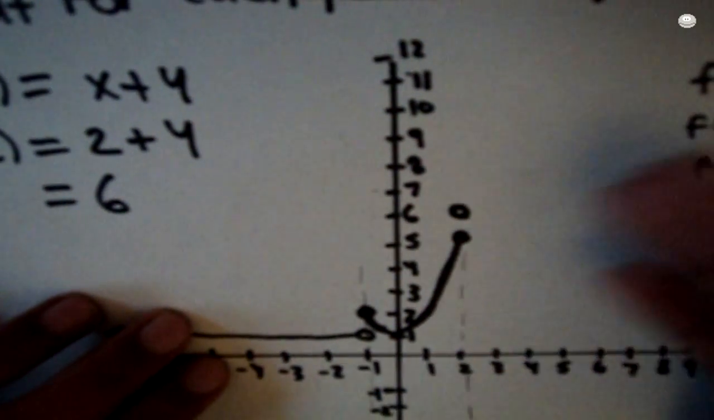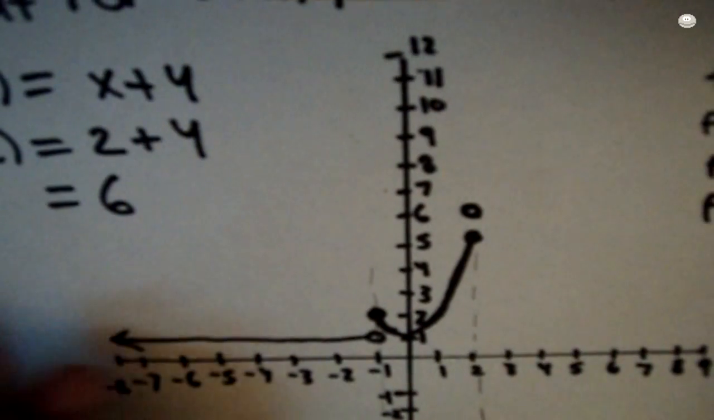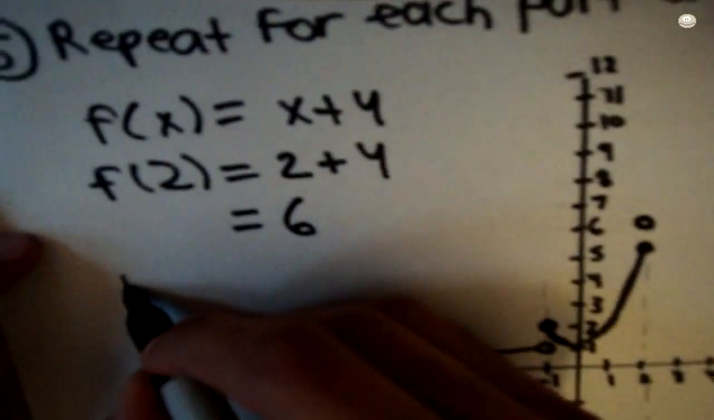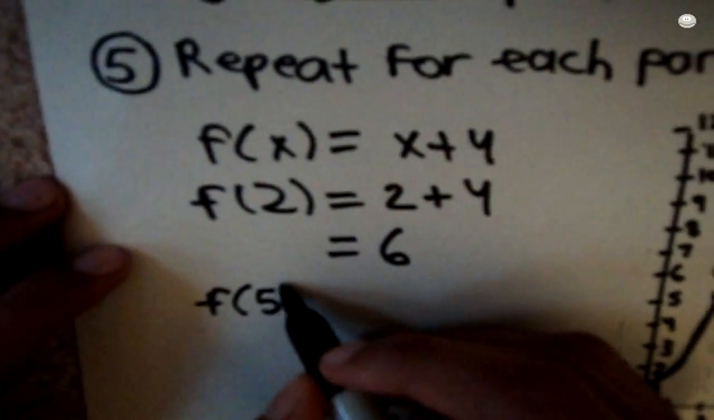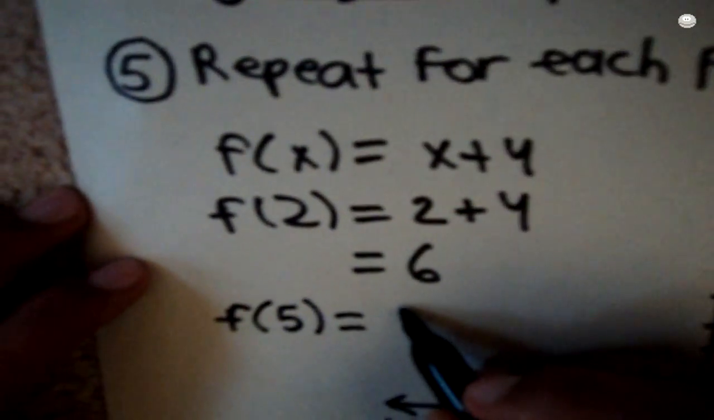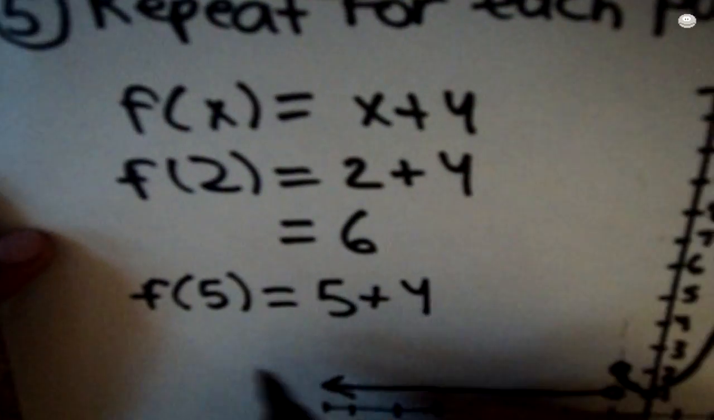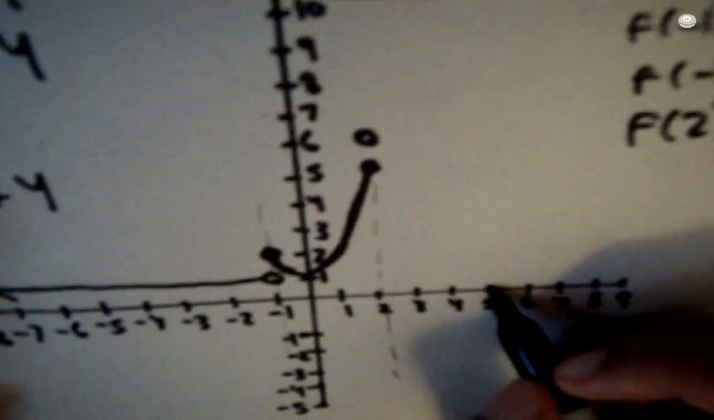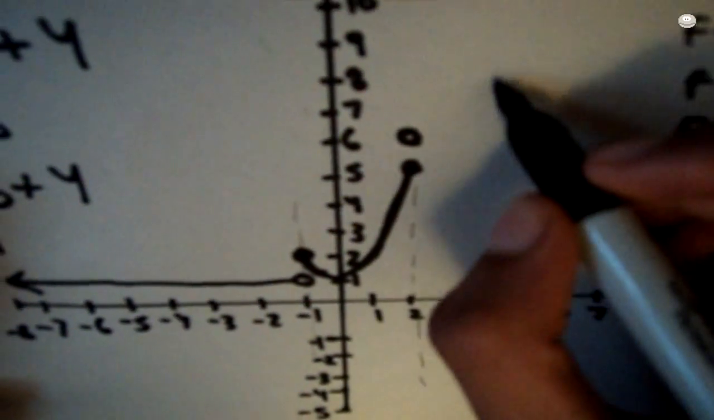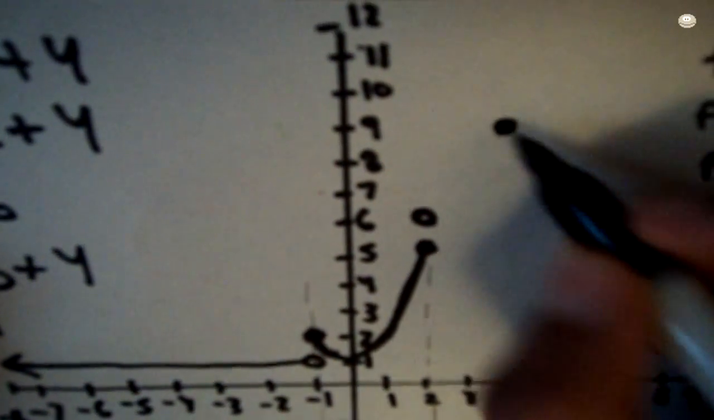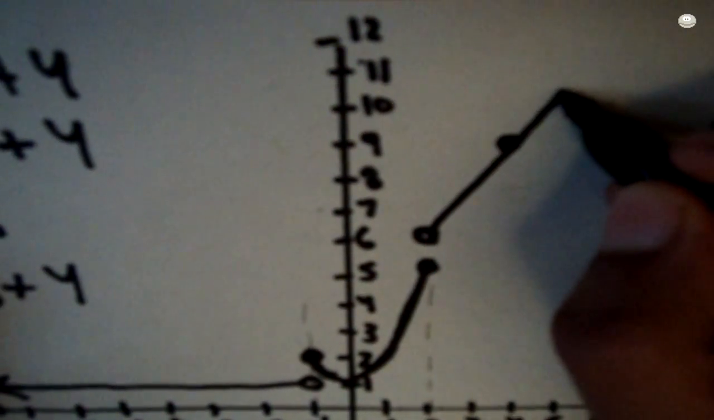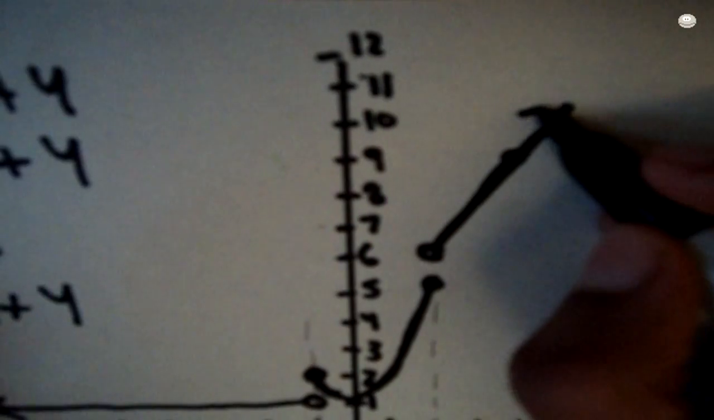Now to make sure we have a proper graph, we must find a second point. So let's plug in 5. f of 5 is equal to 5 plus 4, which is equal to 9. So when the x value is 5, our y value will be 9. And now, because it's not restricted to anything, this part of the graph just continues on to infinity.